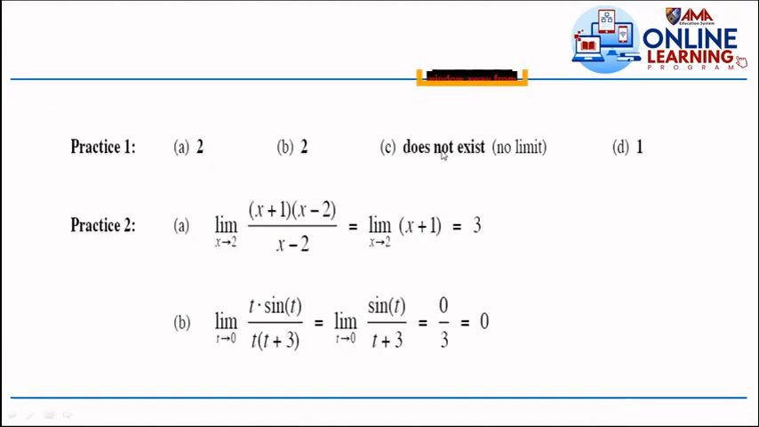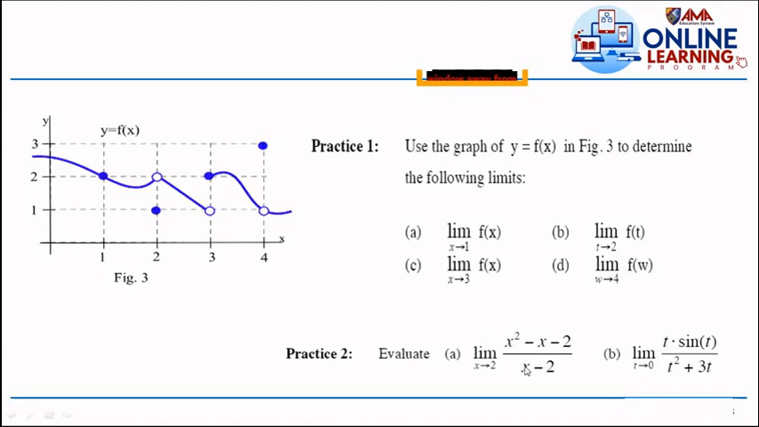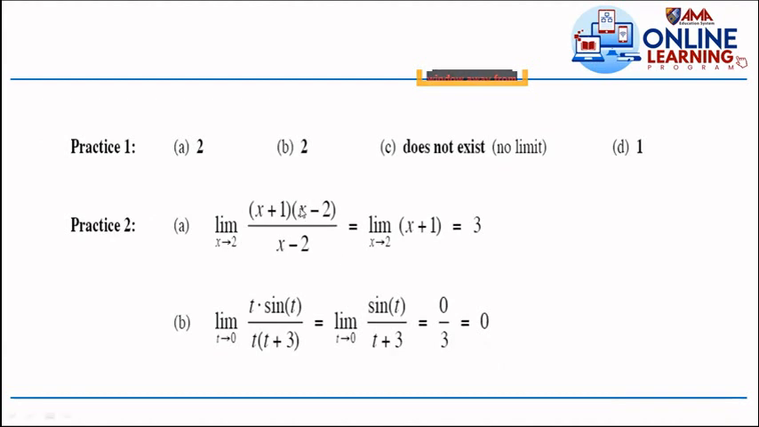So for letter A, we're going to factor, because 2 minus 2 is 0. So we're going to look for their common factor. Their common factor is x minus 2. We're going to cancel. What's left will be x plus 1. As x approaches 2, 2 plus 1, our answer is 3. So our answer is correct.